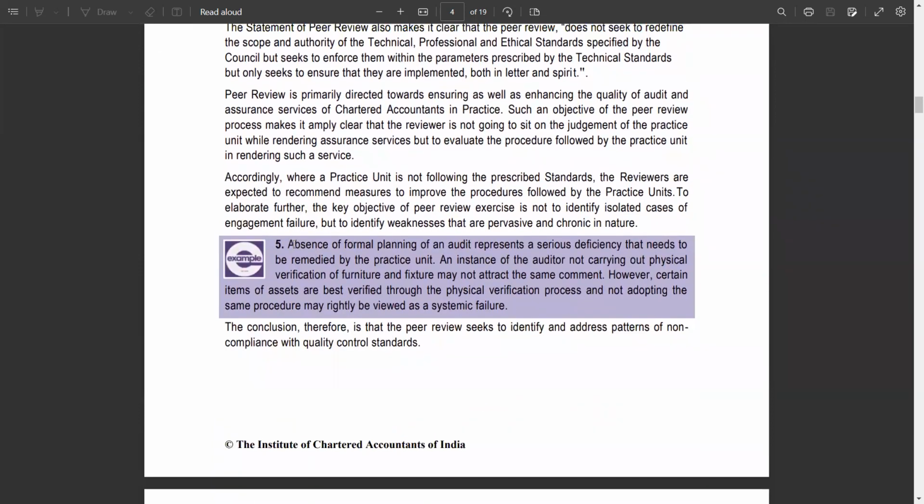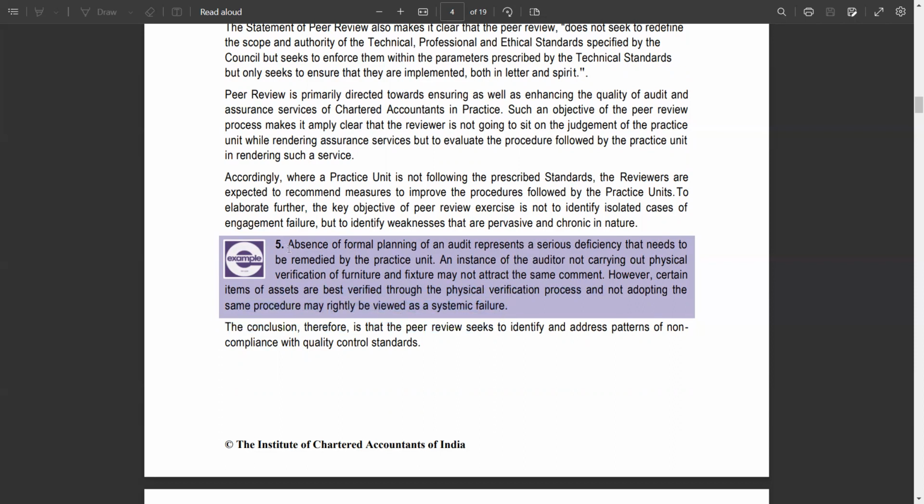Now there's an example. Absence of formal planning of an audit represents a serious deficiency that needs to be remedied by the practice unit. An instance of the auditor not carrying out physical verification of furniture. However, certain items of assets are best verified through physical verification process, and not adopting the same procedures may rightly be viewed as a systematic failure.